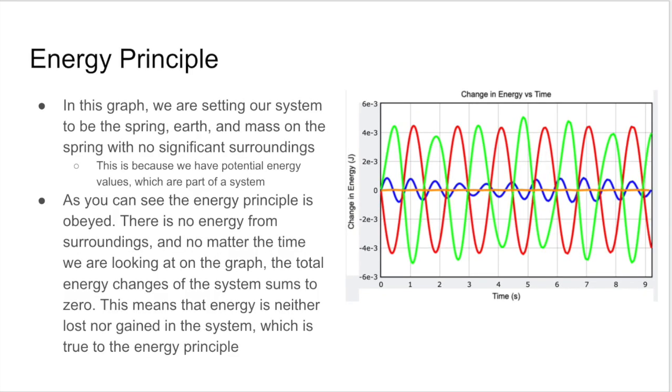For the energy graph, I set my system to be the Earth, the mass, and the spring, so that this accounts for some of the energies being potentials, which would be part of the system. The graph shows delta K in blue, delta UG in red, delta US in green, and the total delta E in orange. Since there is no energy input from the surroundings in this graph, these energies of the system must sum to 0. We can see that delta E is constant at 0, meaning that energy is neither gained nor lost in the system, and the energy principle is in fact obeyed in this scenario.